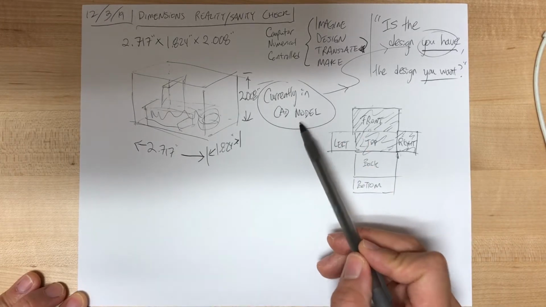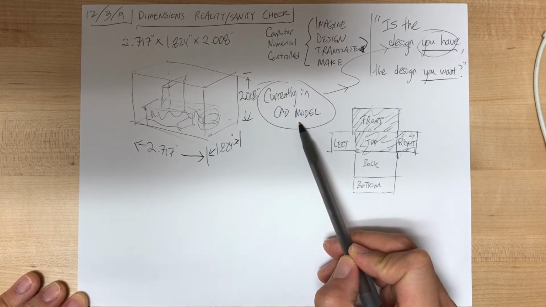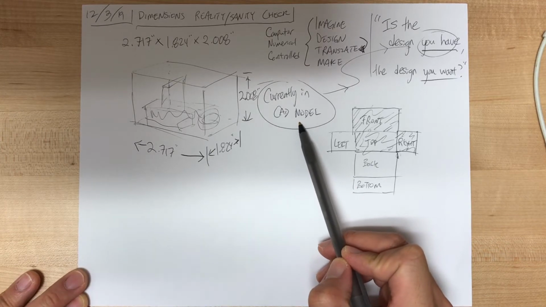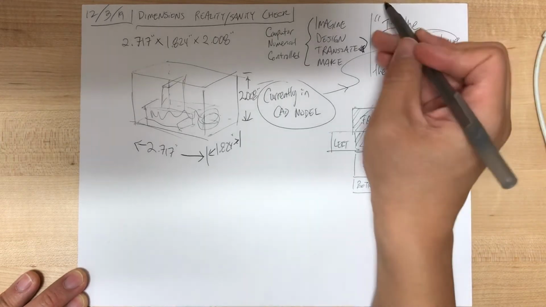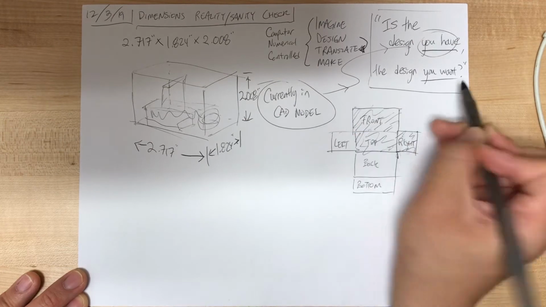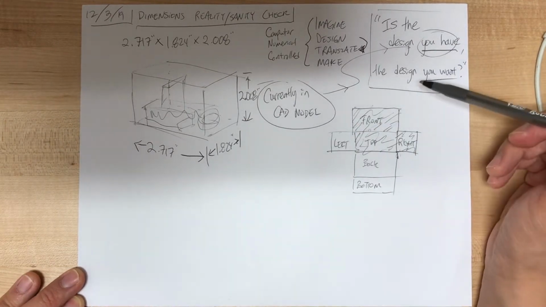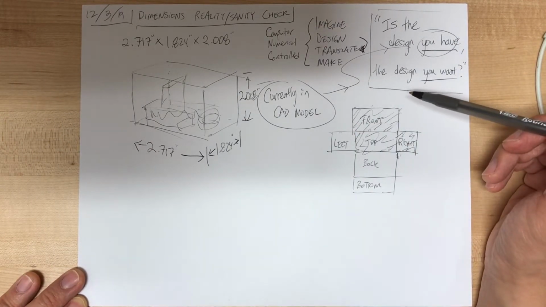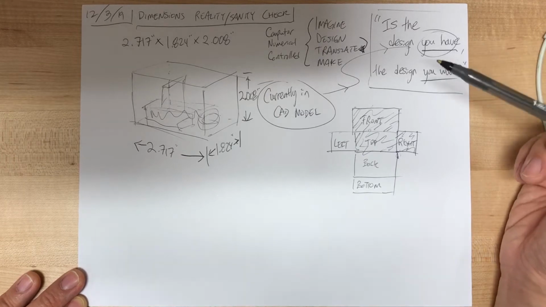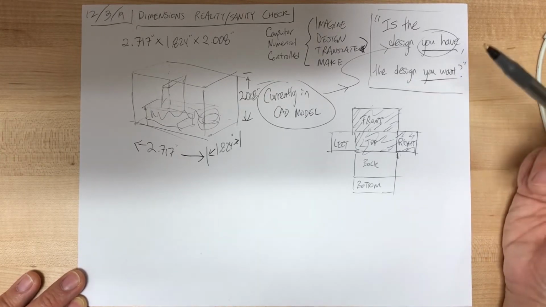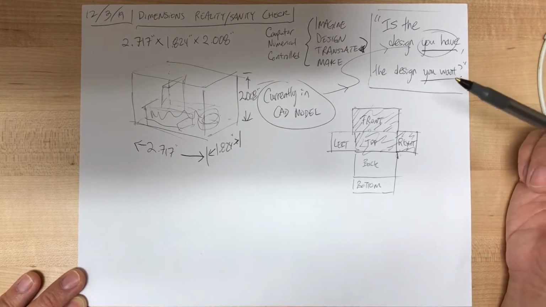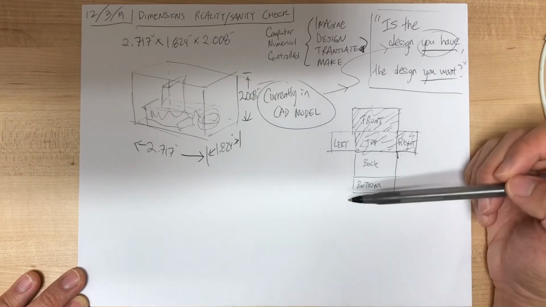You have some sort of model in your CAD program, some sort of design, some sort of thing. And the main question we are asking is: is the design you have the design you want? And at first glance, this might seem like a question of, well, why wouldn't it be the thing that I want? Well, you just want to check. It's that sort of measure twice and cut once.